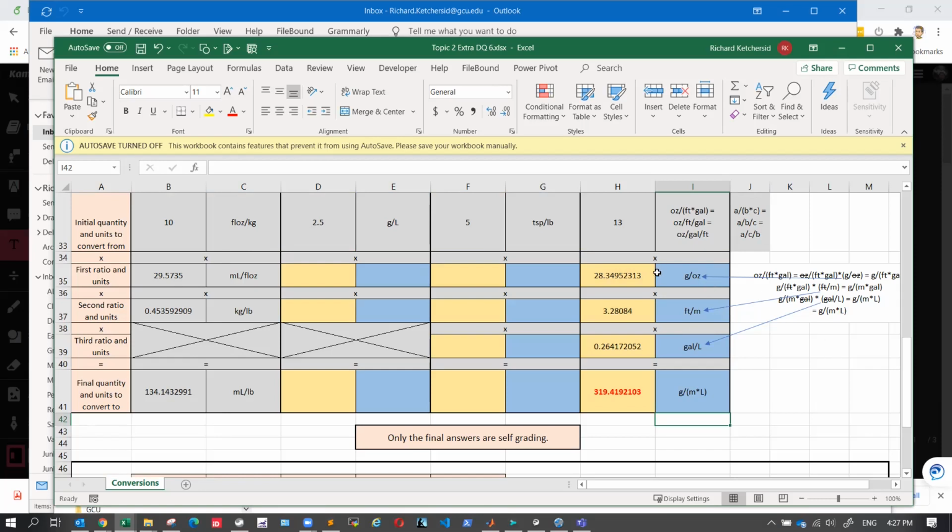So literally, every one of these things should have a single ratio coming from that table up there. And that ratio should be on the same row, so the numeric part should be the same for all of these.